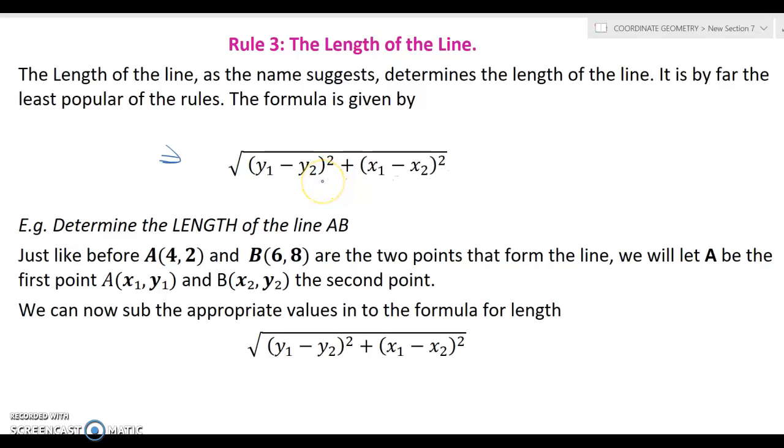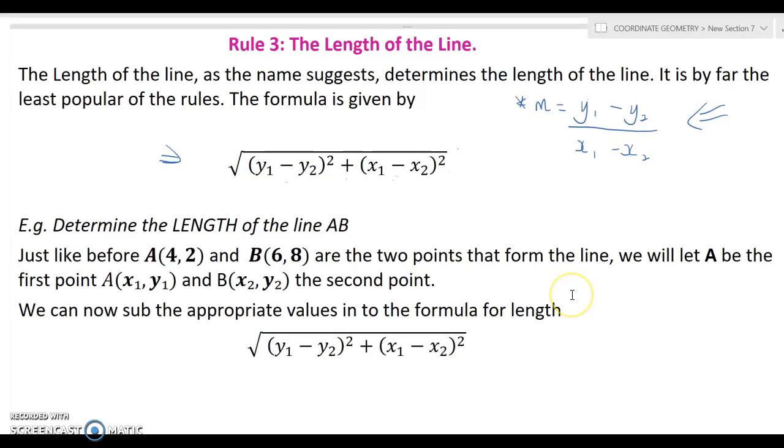Now if you're looking at it and thinking, oh gosh, this looks real hard, I can't remember this, think back to finding the gradient of a line from 2 points. You have to know that formula, which is y1 take away y2 all over x1 take away x2. Actually, the rule for the length of a line is basically the gradient rule broken up into 2 parts: the square root of the top part squared plus the bottom part squared. That's an easy way to remember it.